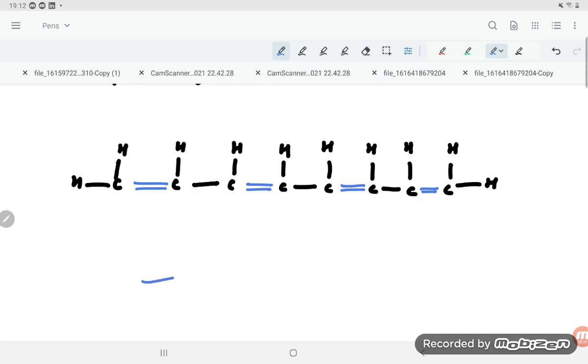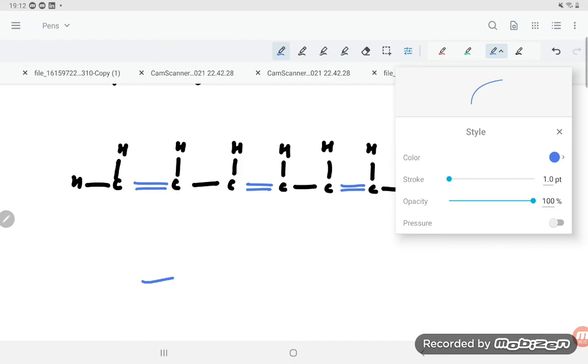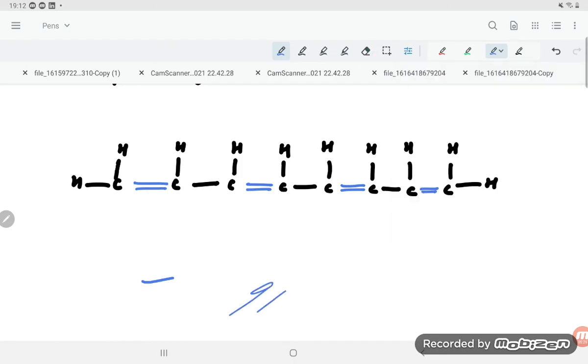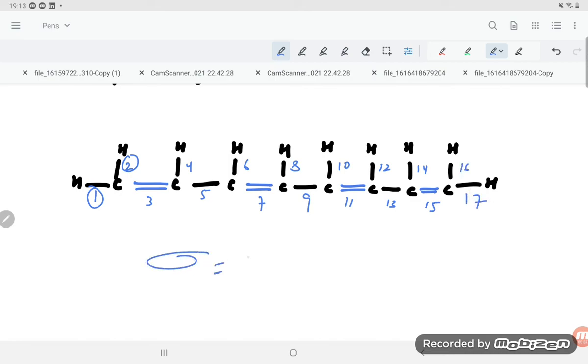So let us count, students. If you count this, this is 1 sigma, 2, 3, 4, 5, 6, 7, 8, 9, 10, 11, 12, 13, 14, 15, 16, 17. So how many sigma bonds are there, students? 17.